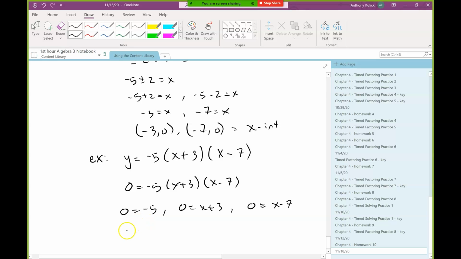Now, 0 equals -5 is nonsense. That has no solution. To solve this one, I'll just subtract 3 from both sides. And this one, I'll add 7 to both sides. So my x-intercepts are... or sorry, (-3, 0) and (7, 0) are my x-intercepts.